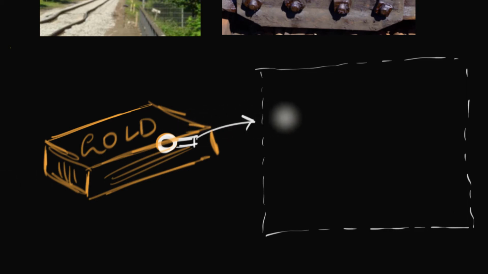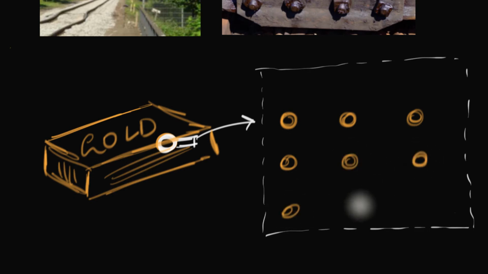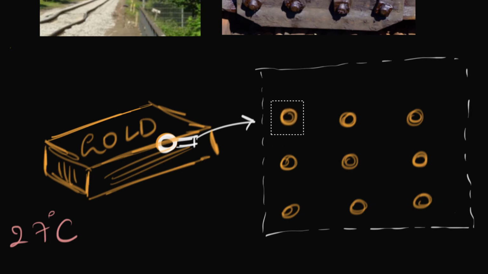So we would probably see gold atoms. So maybe something like this. And our gold bar is sitting on our table right now at room temperature. So the temperature is, say, 27 degrees Celsius. And so what are these atoms doing at room temperature? Are they at rest? Well, it turns out that they're not at rest. They're sort of like vibrating. They're sort of jiggling around. They're pretty much localized, but they do jiggle a bit.